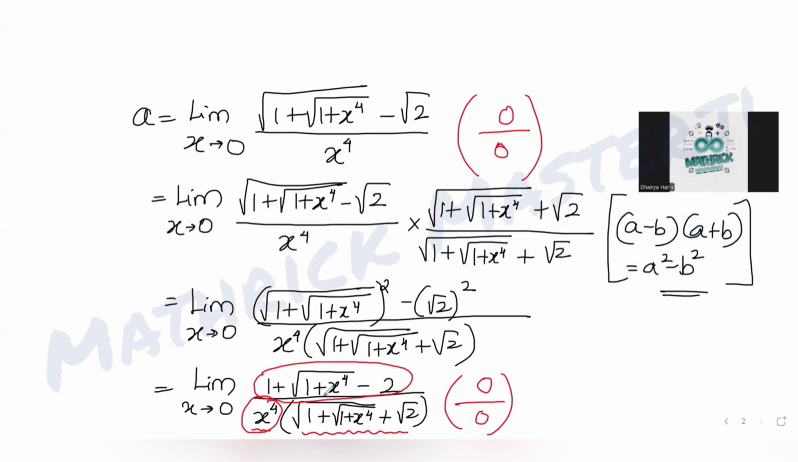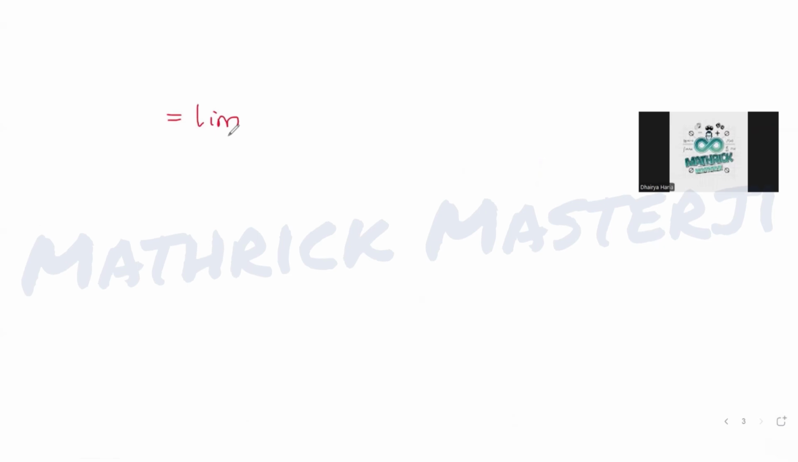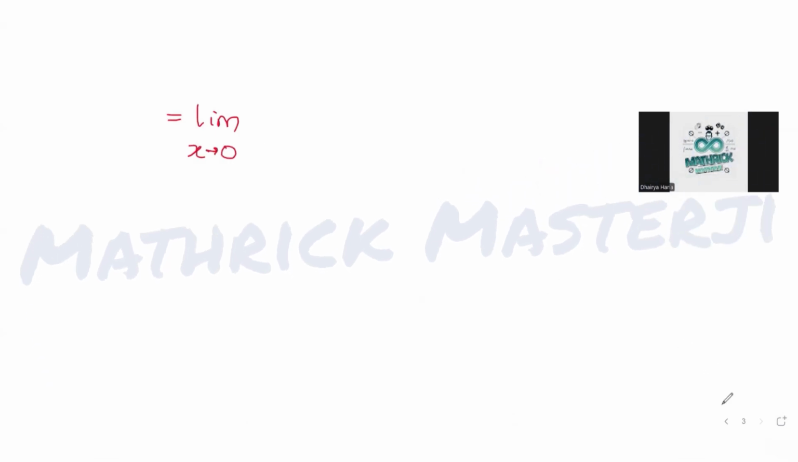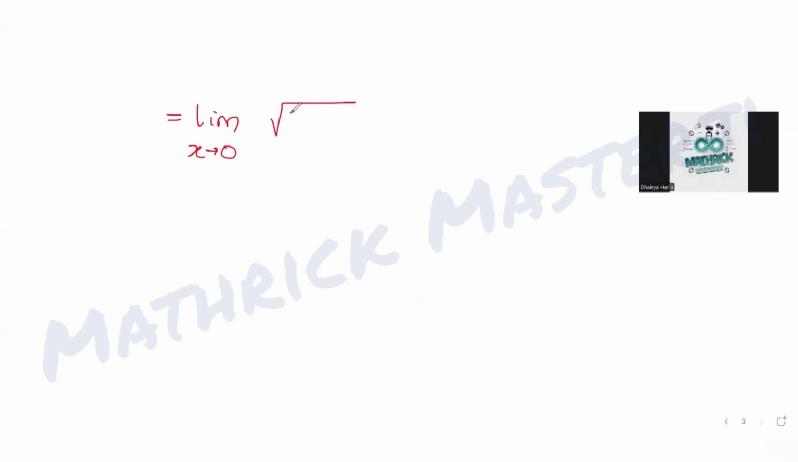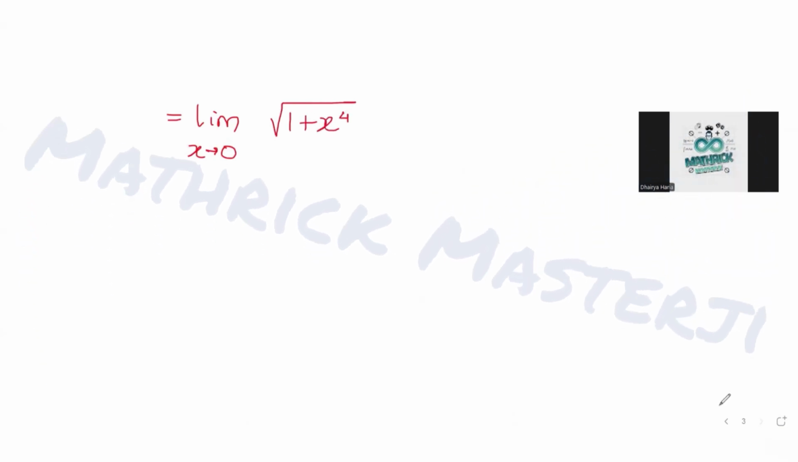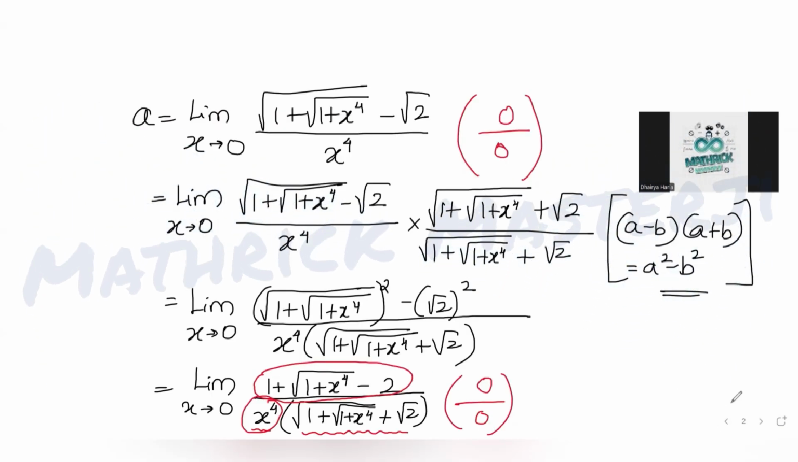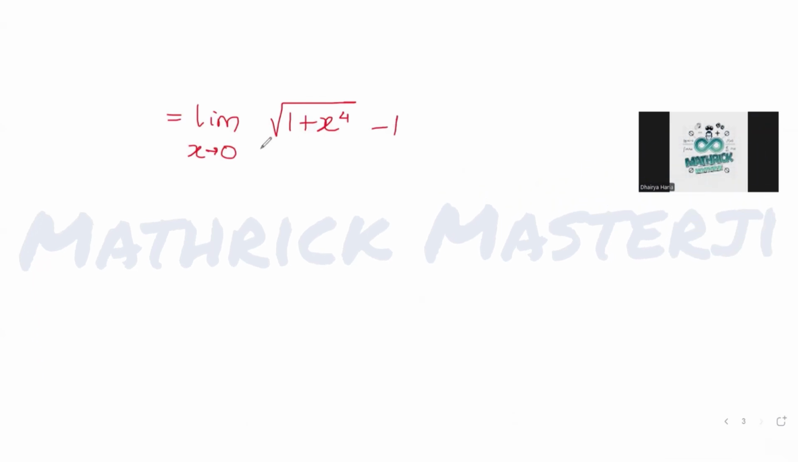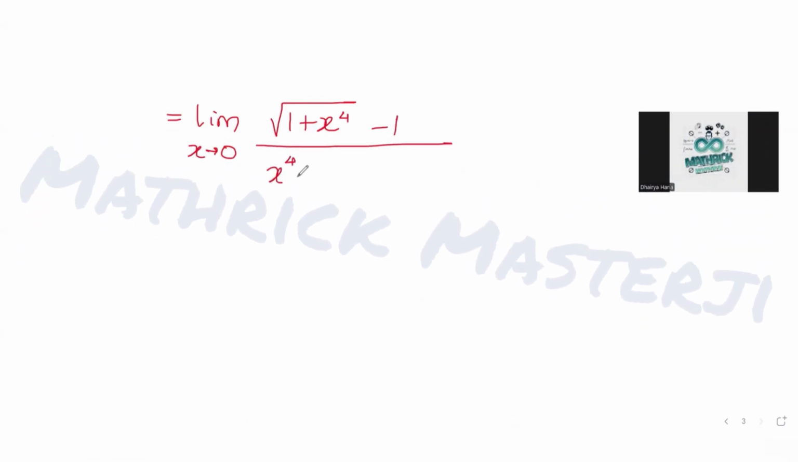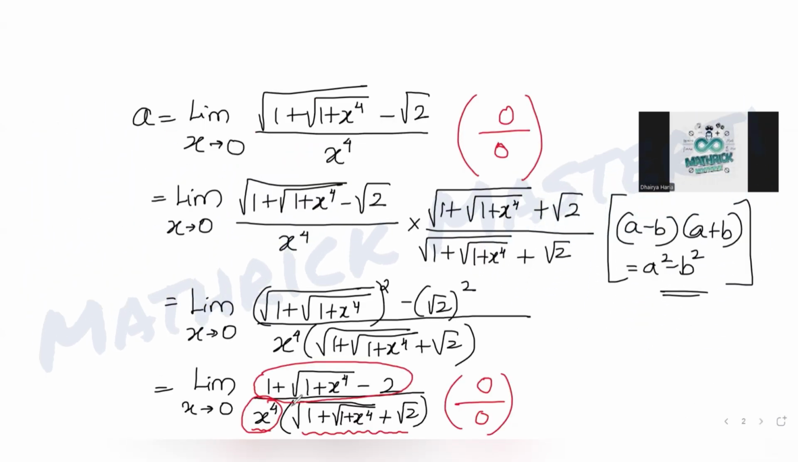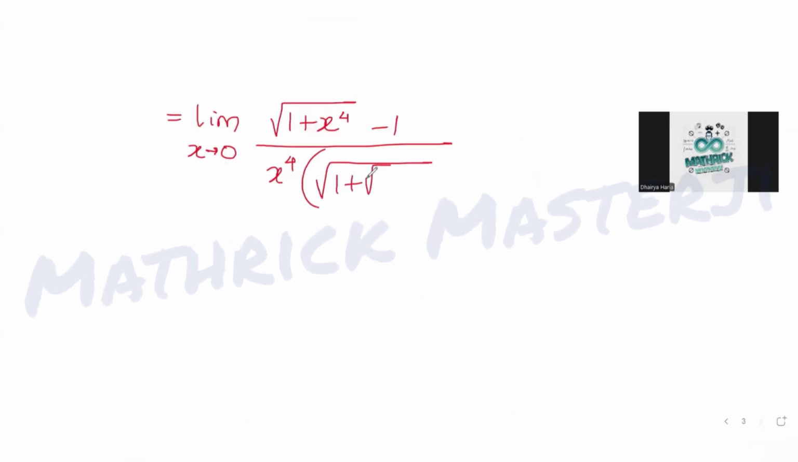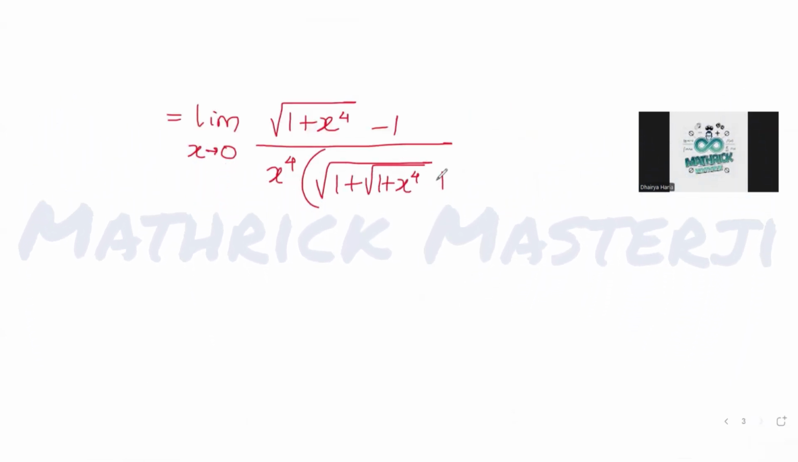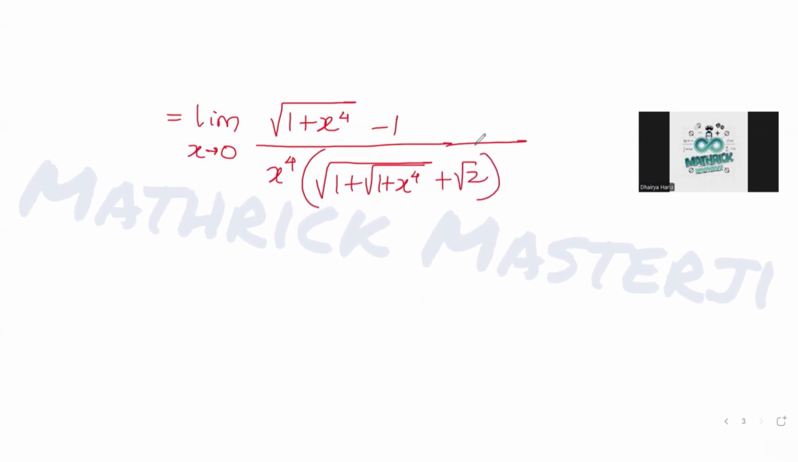Now once I have this, I'll try to simplify that first. So limit x tends to 0, square root of 1 plus x to the power 4, I'll write it as it is because I cannot do anything with that. But I can do plus 1 and minus 2. So plus 1 and minus 2 will basically make it minus 1, x to the power 4 here. And this is as it is I'm writing. So square root of 1 plus root of 1 plus x to the power 4 plus root 2. So this is the entire thing I have.